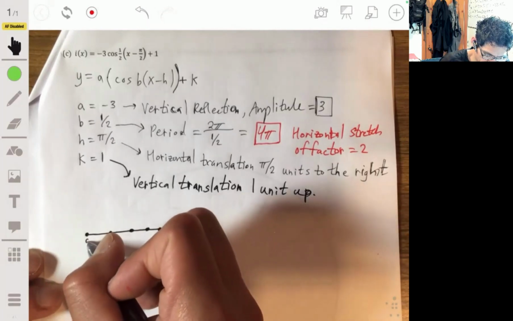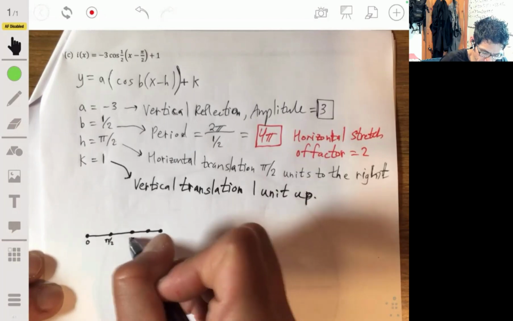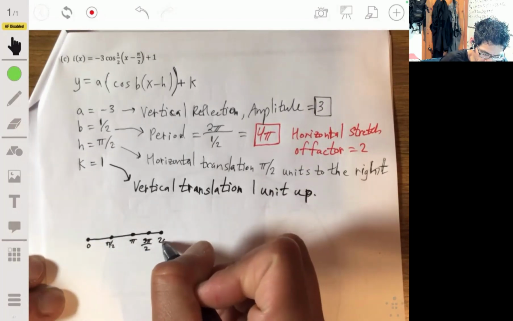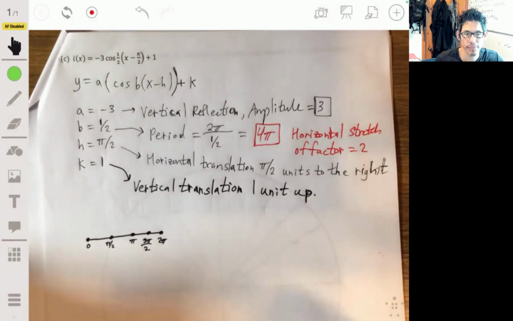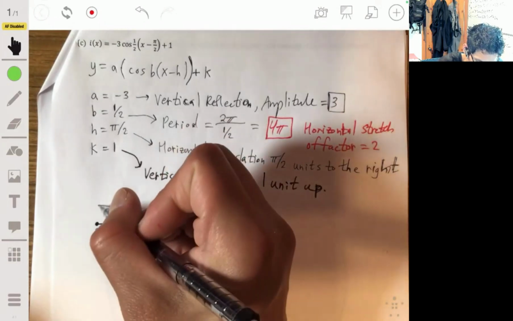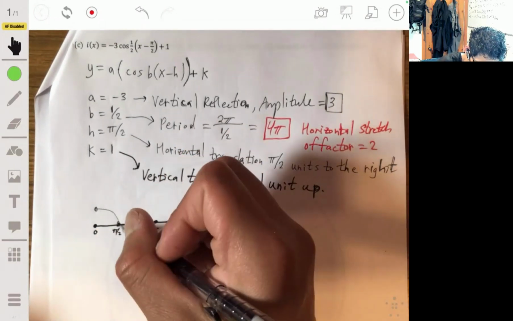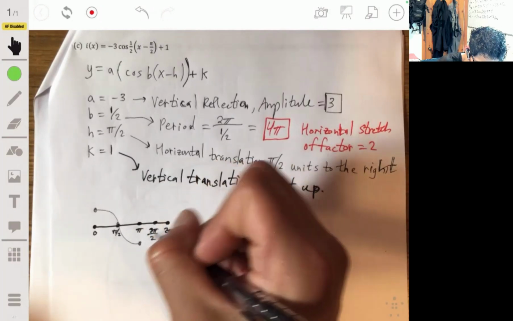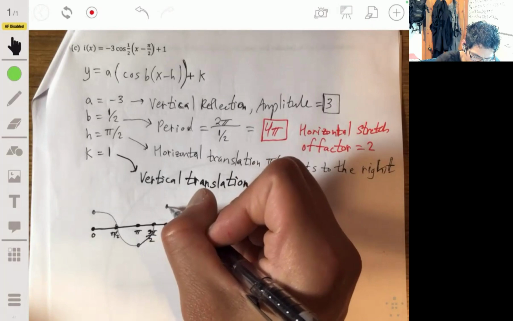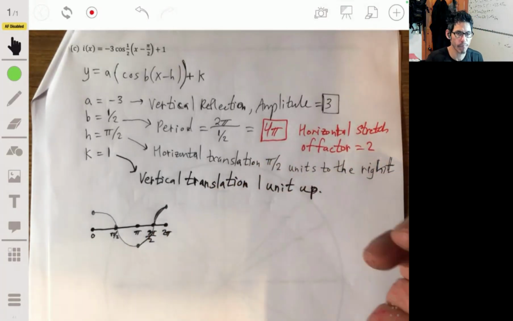Not even, or what I'll do. 0, pi over 2, pi, 3 pi over 2, and 2 pi, right? And then the cosine graph will start at 1, go down to -1 at pi, climb back up at 0, and then over here ends up being back at 1, at 2 pi.